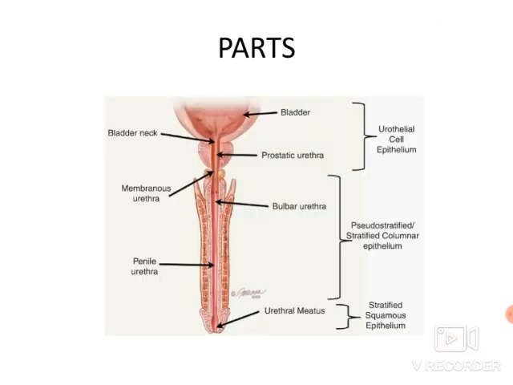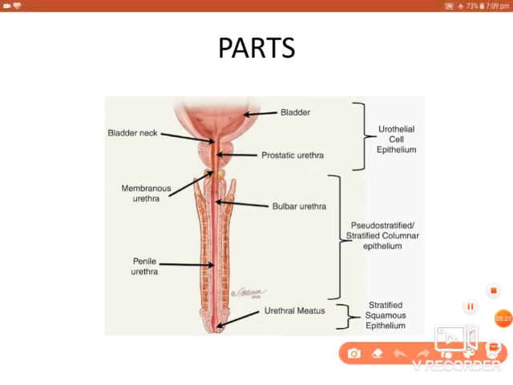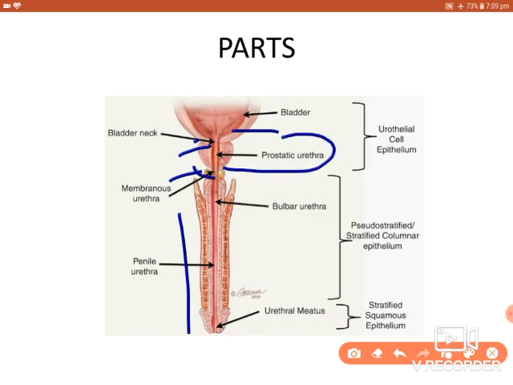Then here it's also the same, the parts of the urethra. Here you can see this is the bladder neck, prostate. This one is the fixed part and free part of the penis. Here this is the prostatic urethra. Here this area is the membranous urethra. Then here this is the penile urethra or the spongy urethra.